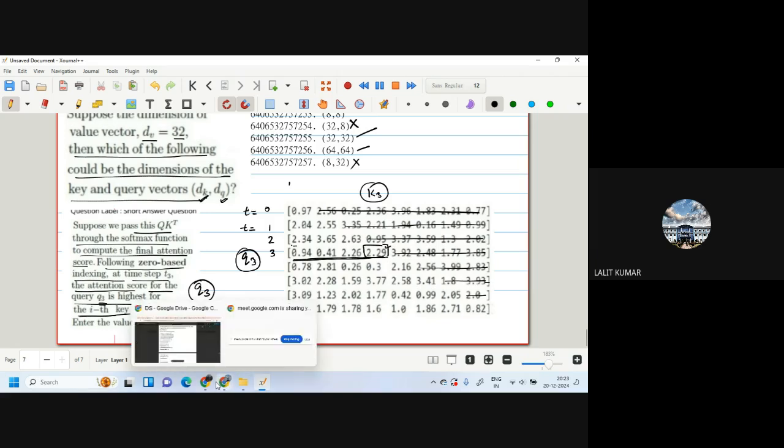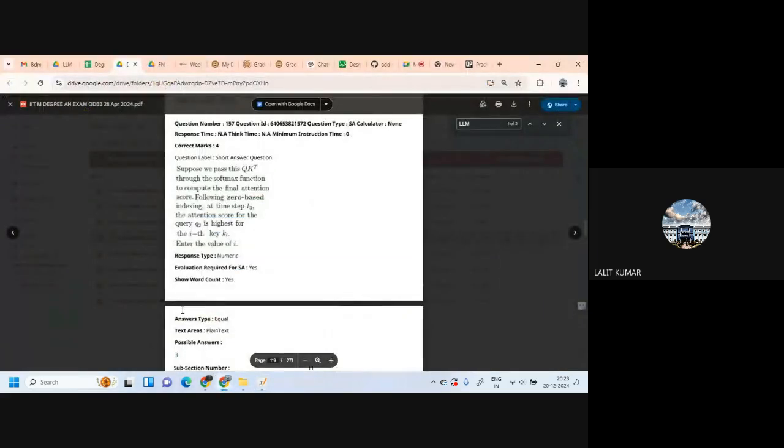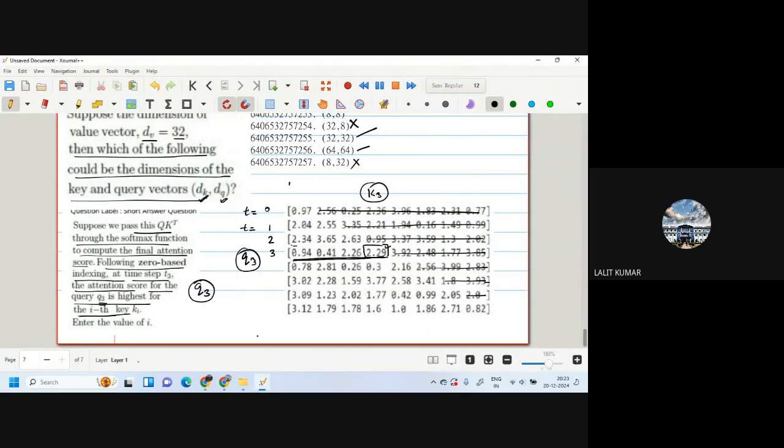Let's check the answer. K is 3. Right, exactly. So this is the K value. We have to remember that we have to do the masking at every step here. When we are doing Q1, K1, it pays attention to only K1. Q2, K2 is paying attention to both Q1 and Q2, K2. And here 2.29 is the highest, which is coming from zero-based indexing 3.